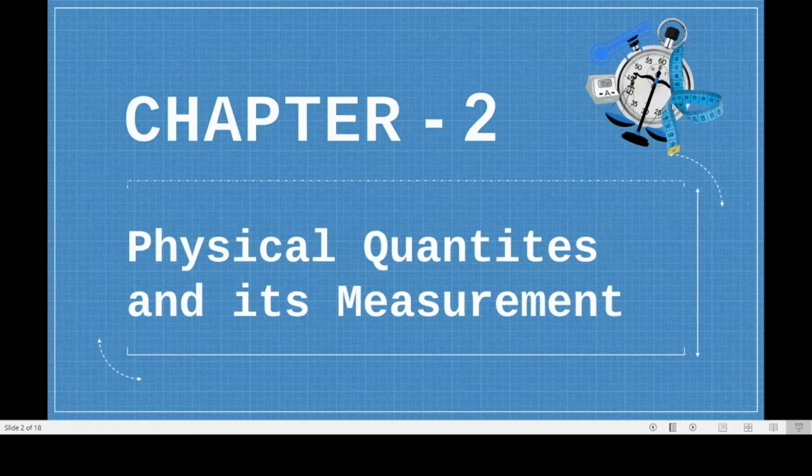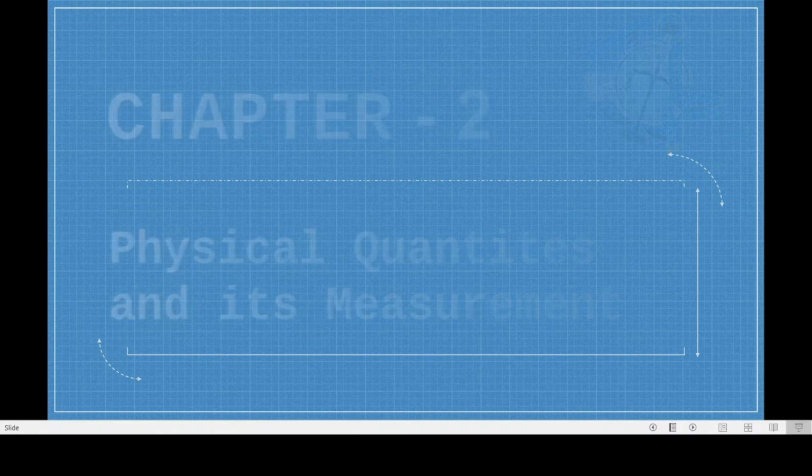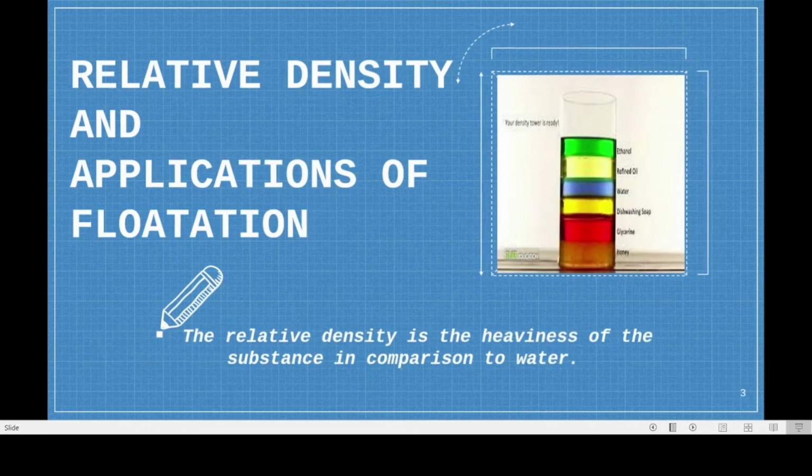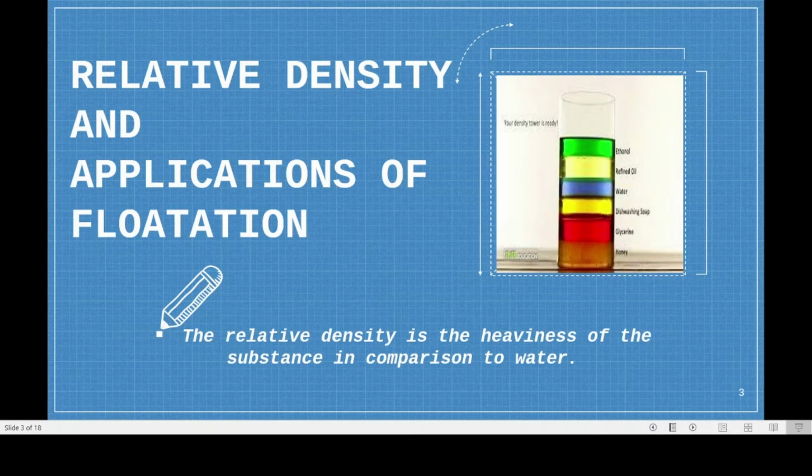So, this class is the continuation of the previous class. We are seeing Chapter 2, Physical Quantities and its Measurements. In this class, particularly, we are going to discuss the relative density and applications of flotation.